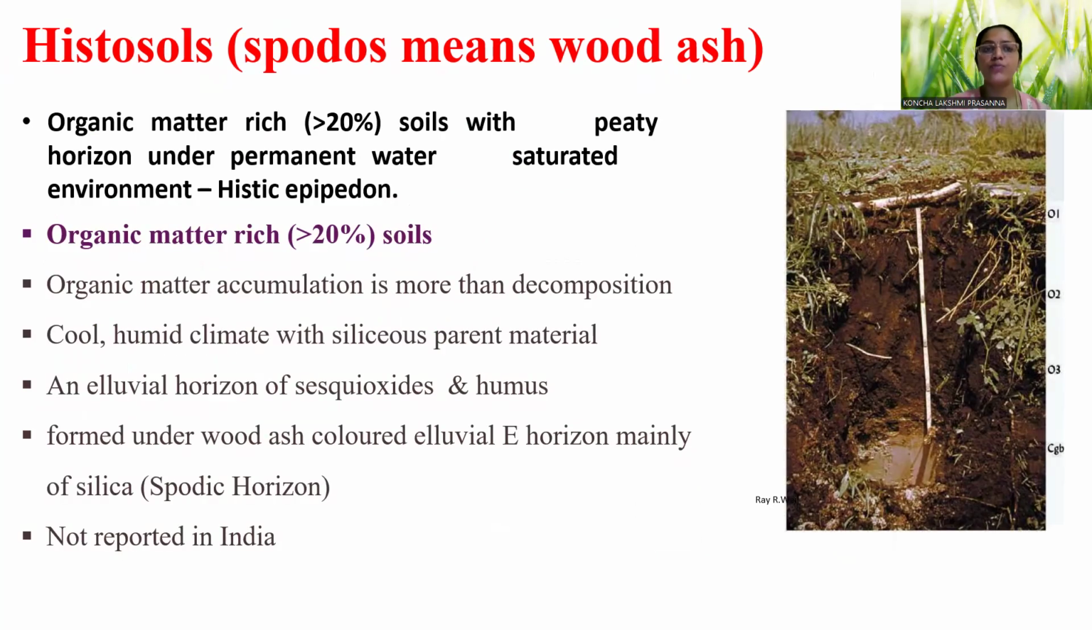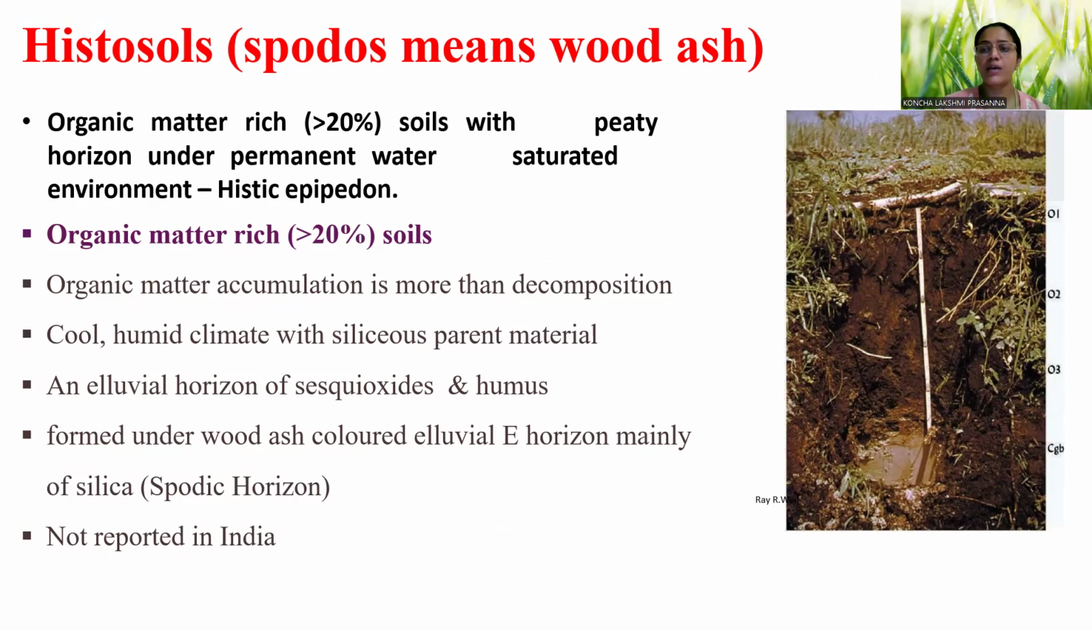Histosols. Histosols are soil orders having organic material. These are organic matter rich soils, having greater than 20% organic matter. These soils are characterized by peat and muck, having a peaty horizon under a permanent water saturated environment, forming the histic epipedon.